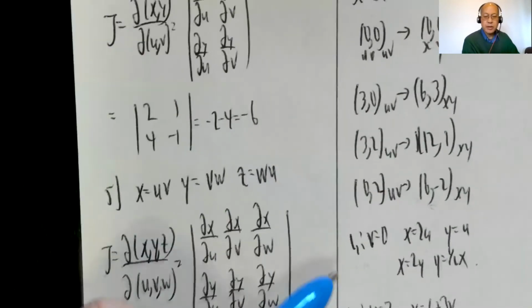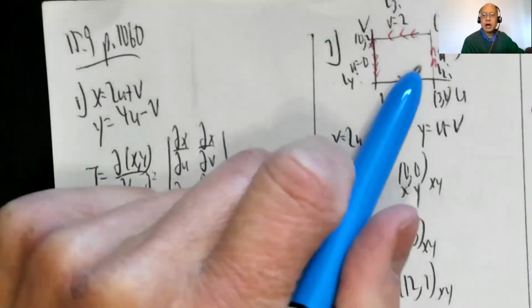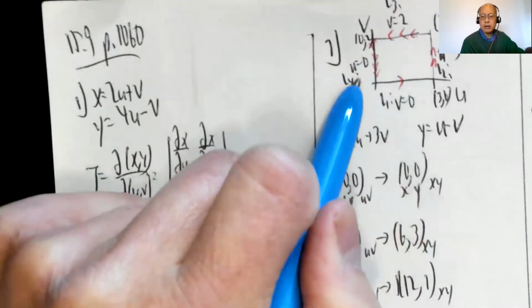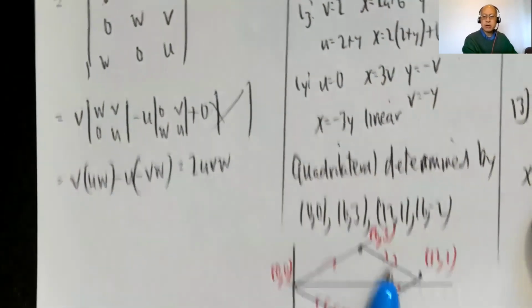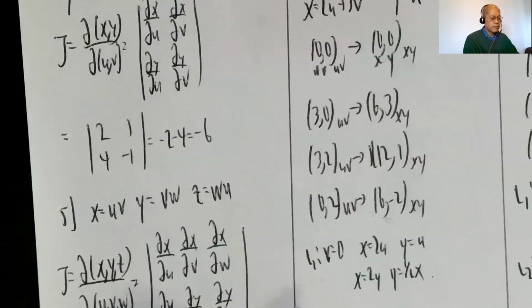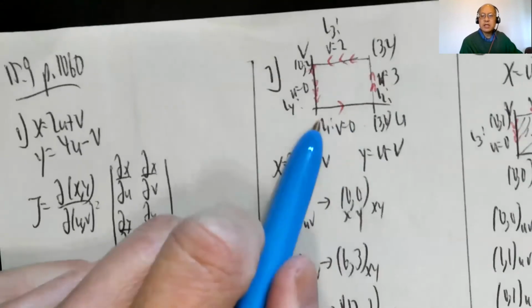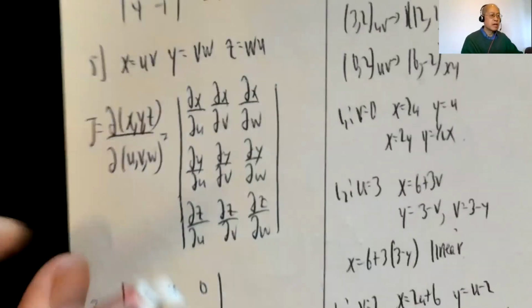To actually prove it, here we go. I decided to call the edges L1, L2, L3, and L4, so 1 arrow, 2 arrows, 3 arrows, 4 arrows. Well, how do I know this isn't curved or something like that? So on L1, v is 0, and u is going from 0 to 3, it looks like.